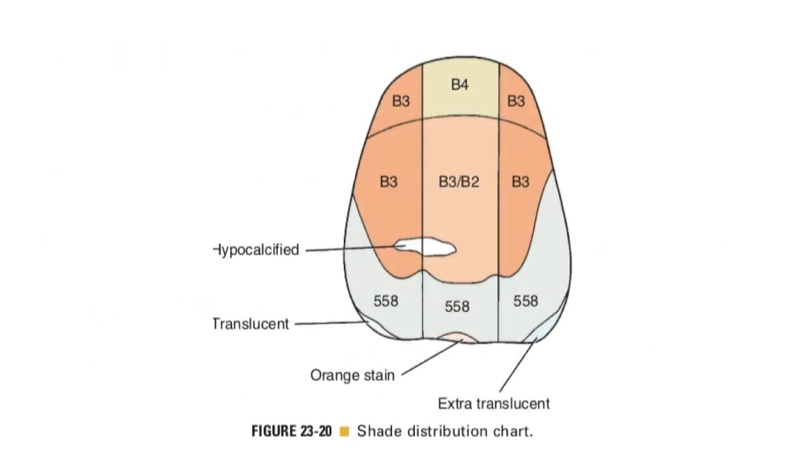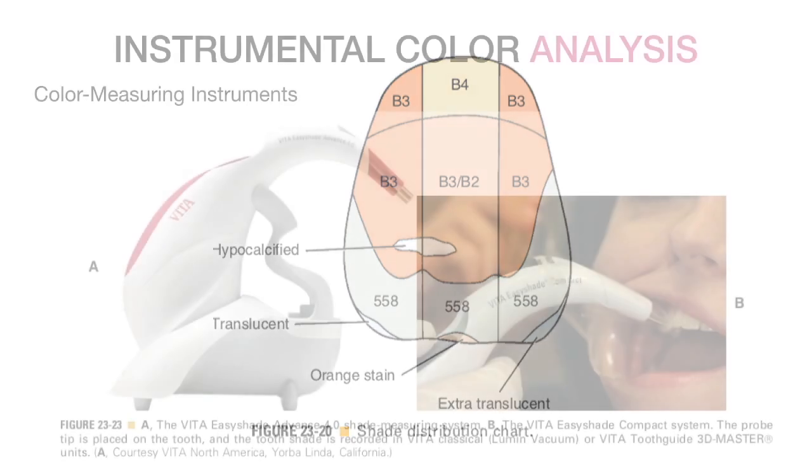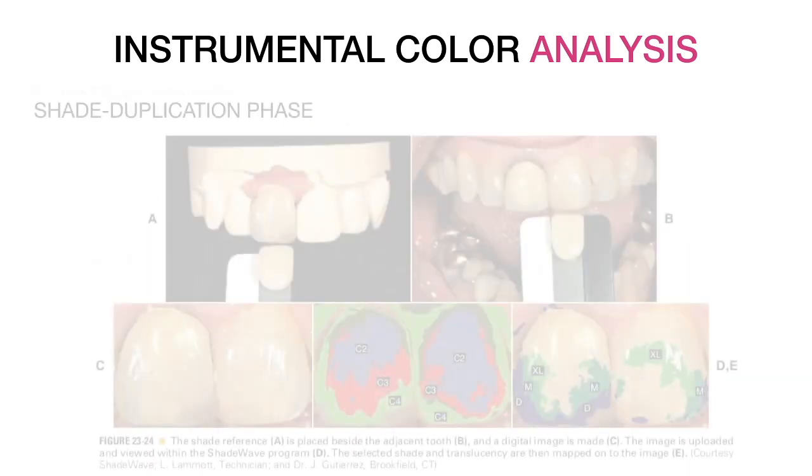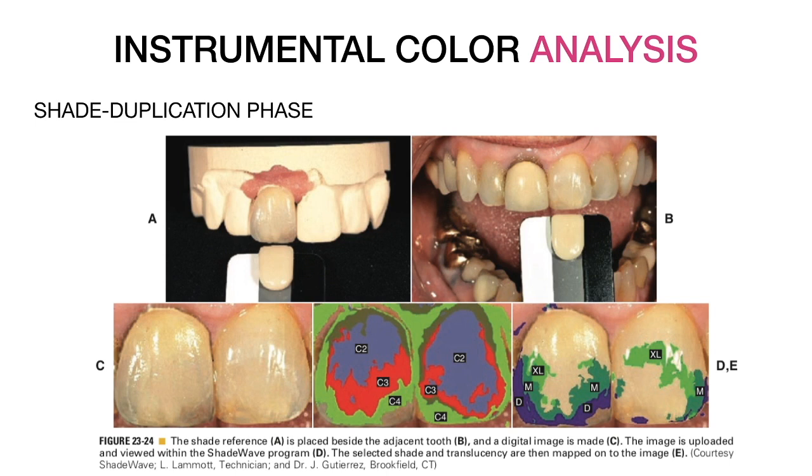We can see how the shade distribution chart works by machine. We can see where the translucent areas are, the opaque, the orange stains, whatever. The Vita Easyshade is a measuring system. Okay, these are color measuring instruments. It's going to help you when you have to fabricate the actual shade.